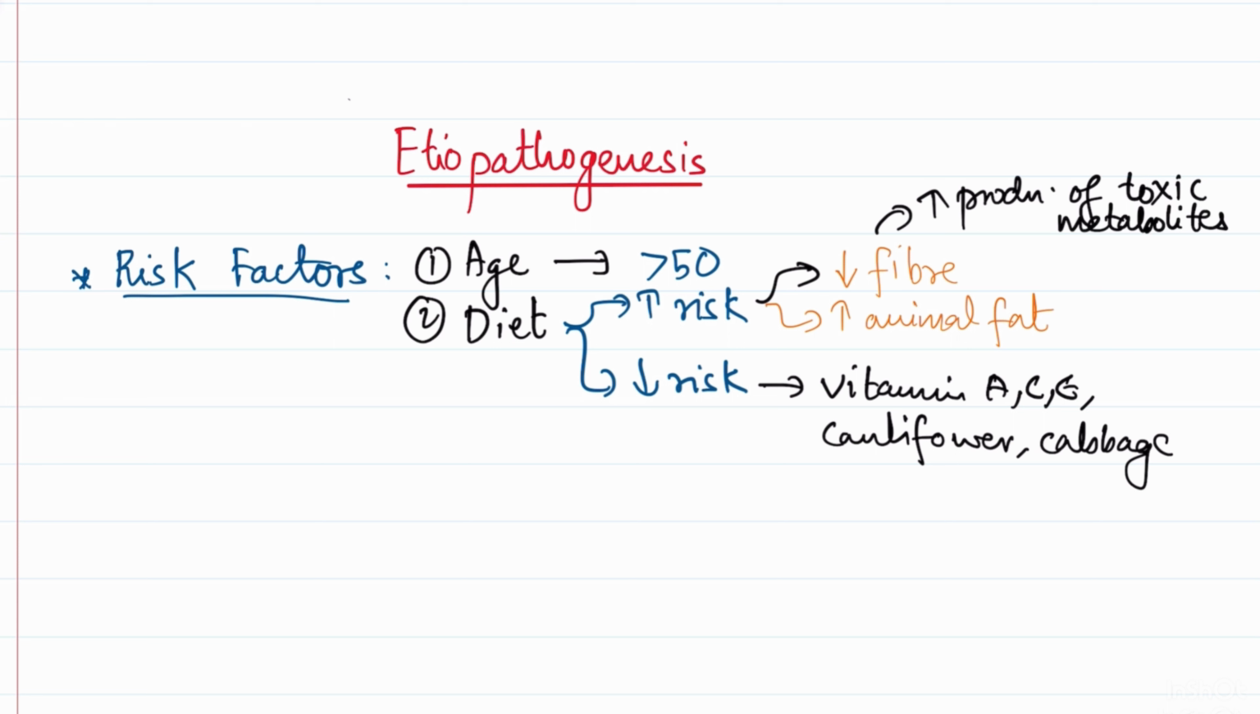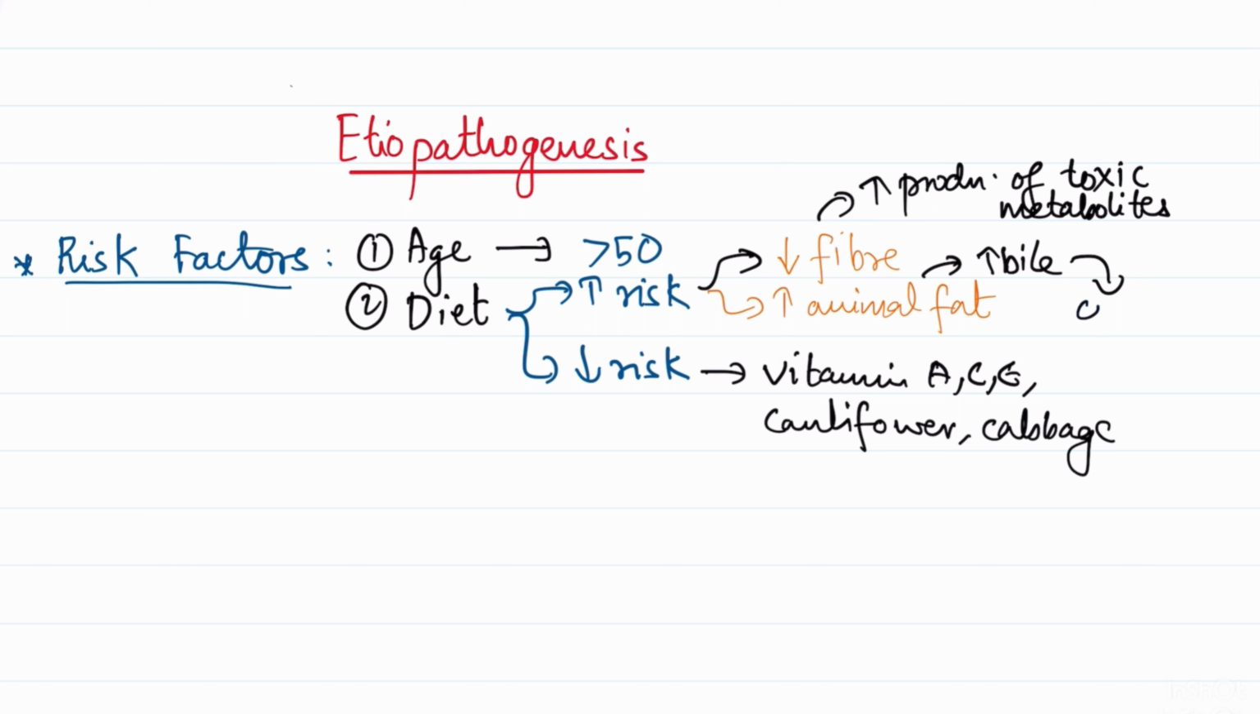When it comes to animal fats, when the animal fats are increased, we know that to solubilize the fats, bile will be produced, right? So there will be increased bile production. So the bile contains cholesterol and bile acids, and these bile acids will be converted to carcinogens by the gut bacteria. So that's the mechanism. And both of these are actually kind of like an oxidation reaction, right? So the vitamins A, C, E, they are mainly antioxidants. So their antioxidant property will help us from carcinoma of colon.